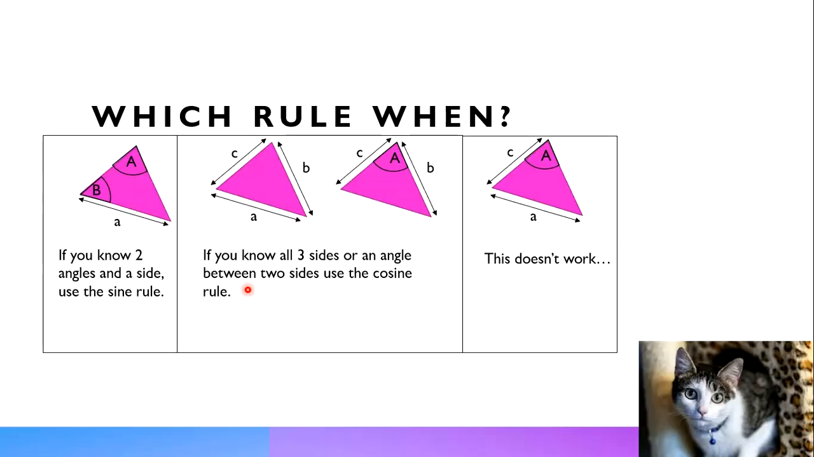Okay, so how do you know which rule to use when? If you know two angles and a side, the sine rule should be used. If you have all three sides or an angle between two sides, you should use the cosine rule. And if you have two sides and an angle somewhere else, it doesn't work.